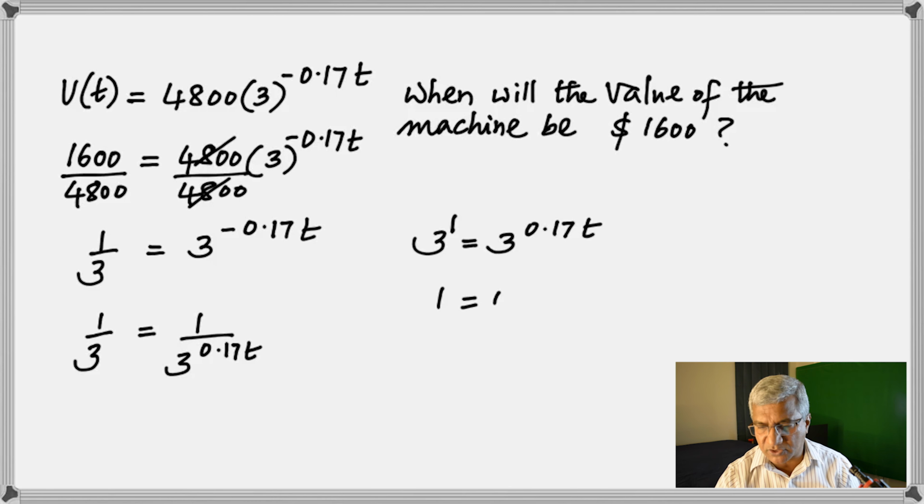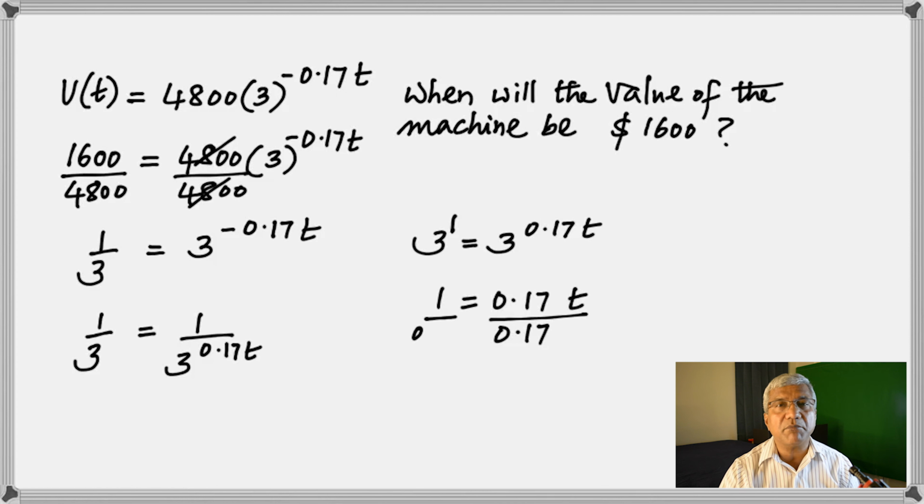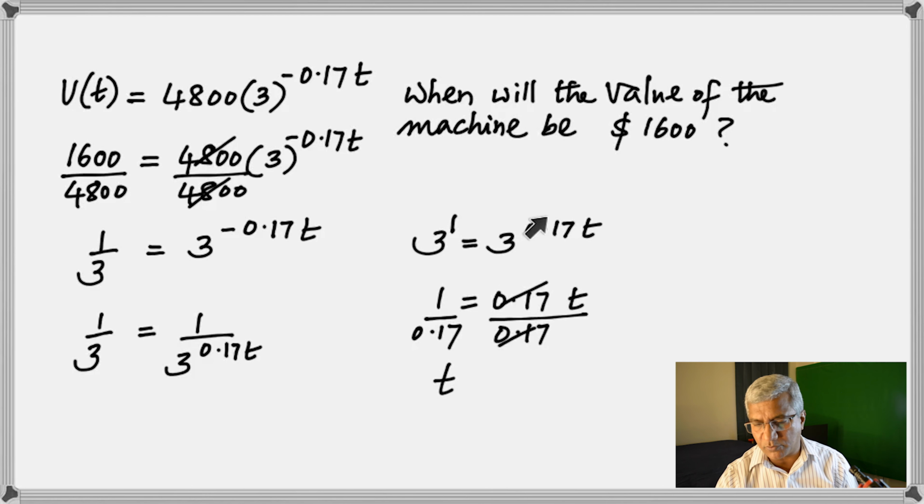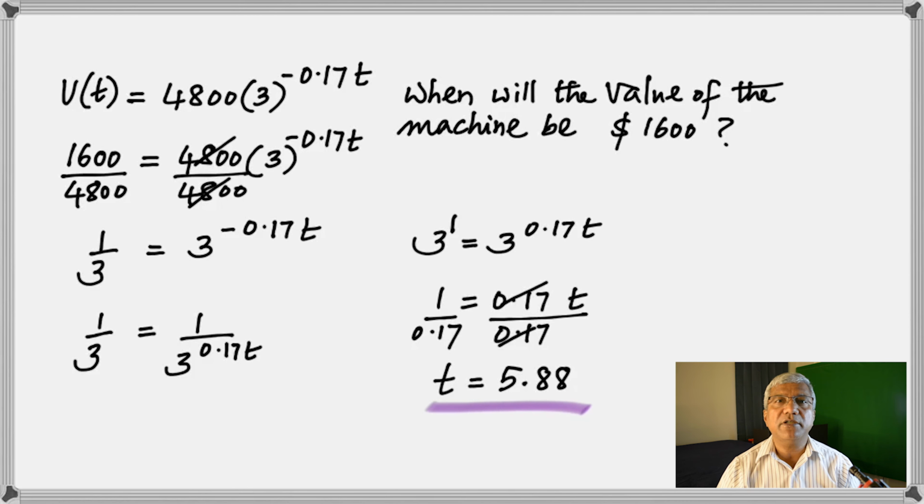So you can invert both, which makes it 3 equals 3 raised to 0.17t. Remember, 3 means 3 raised to 1, because any number raised to 1 is the number itself. Now, why did I write it that way? To show that the bases are the same, so the powers can be set equal to each other. I don't know how many times I would have said that. And then you divide both sides by 0.17, and you do the math, you get t as 5.88 years. So that's how you work out these problems.